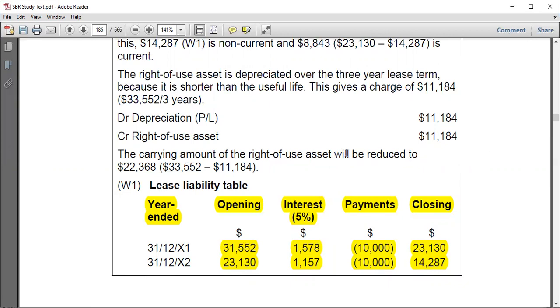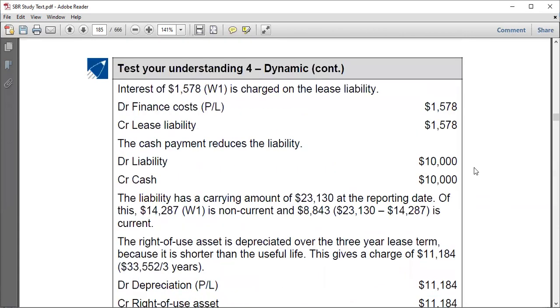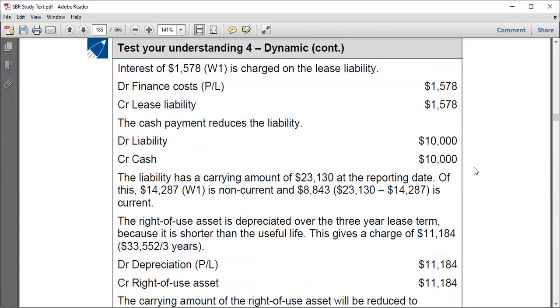And just as I said, this interest goes to finance cost in the income statement. This payment is just a cash outflow, so it goes to the statement of cash flows, and the closing balance goes to the statement of financial position, just like that, right? Okay. So, this is just like a summary. They just started here, but you really need to know how to do that.